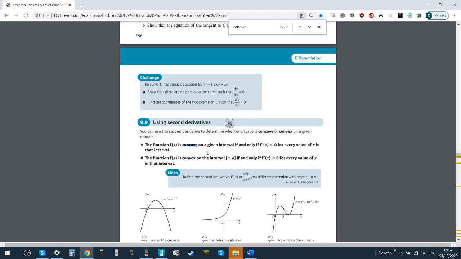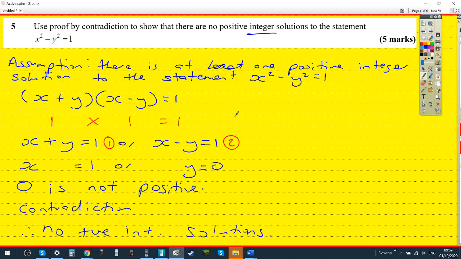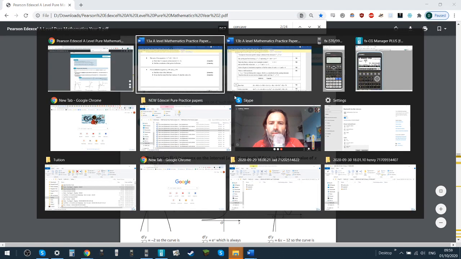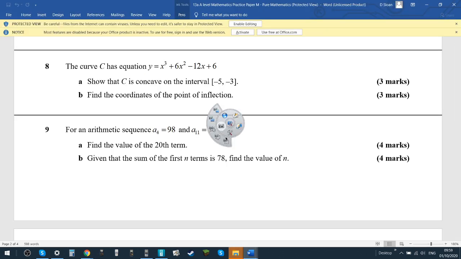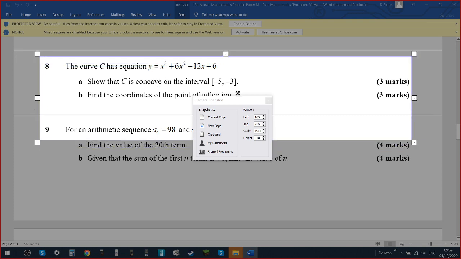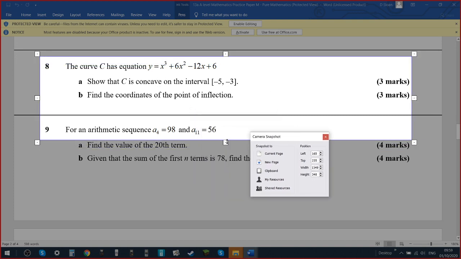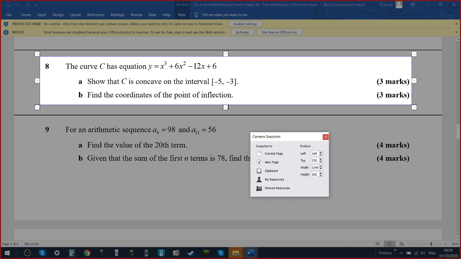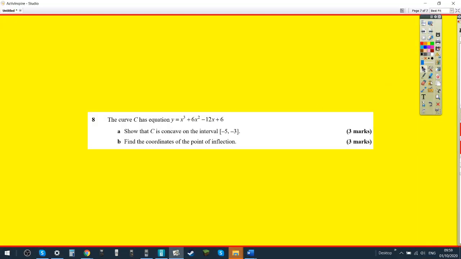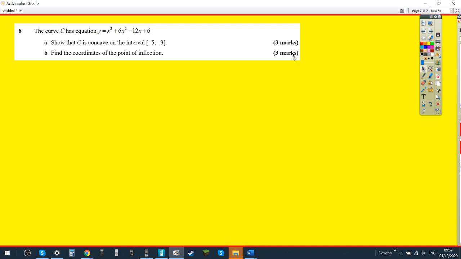There we go. f double dash of x is less than or equal to 0. Okay, so does that mean I need to do x cubed plus 6x squared minus 12x plus 6 is smaller or equal to 0? The double derivative of that is smaller or equal to 0. I need to differentiate twice. Yeah.